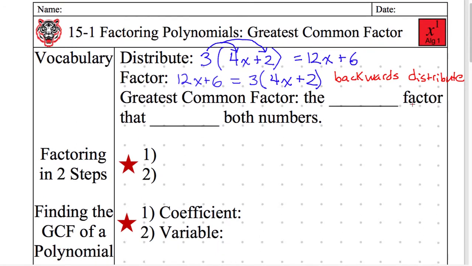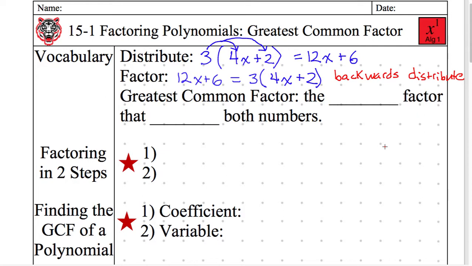All right, so the greatest common factor, I need a quiet raised hand. It's the what factor that does what to both numbers? I'm looking for a size word right here, and I'm looking for an operation like adding or subtracting or something like that in this spot. Anyone want to take a stab? I need both of these. Andres has his hand, but I want to call on someone new if possible. He's our backup. Anyone want to take a guess? It's the what factor.